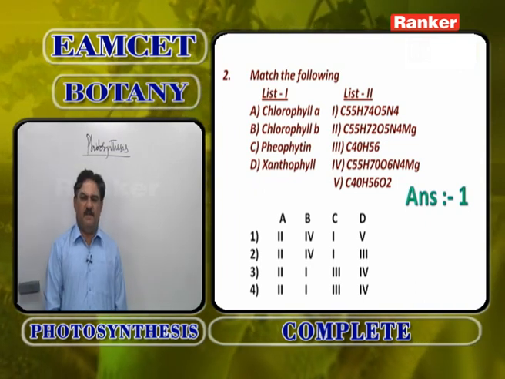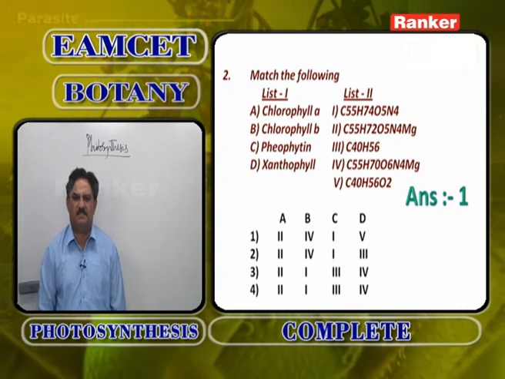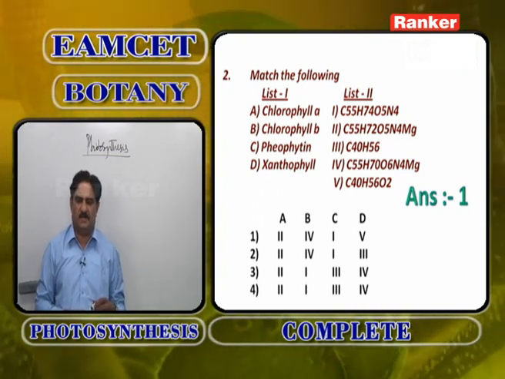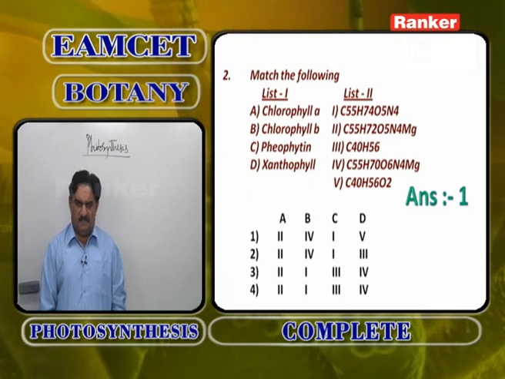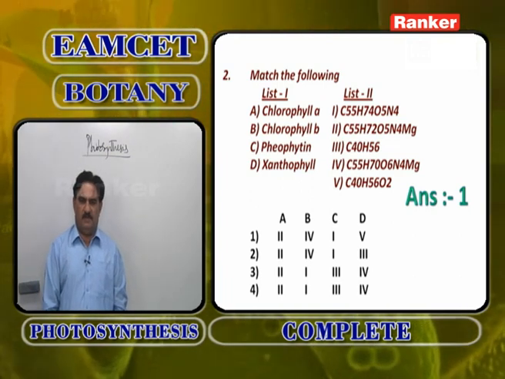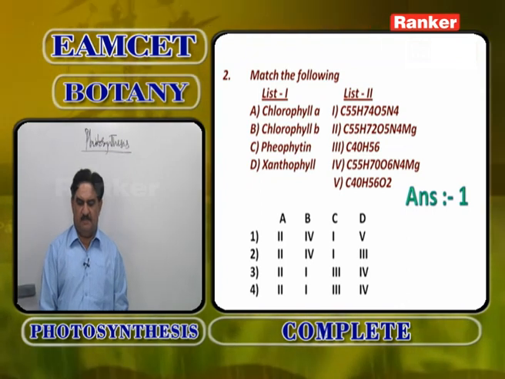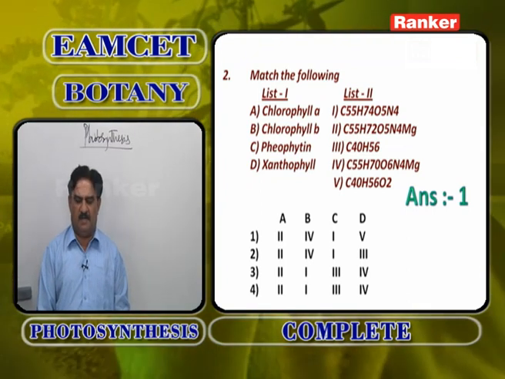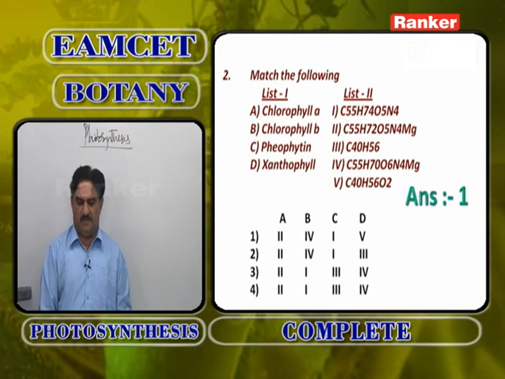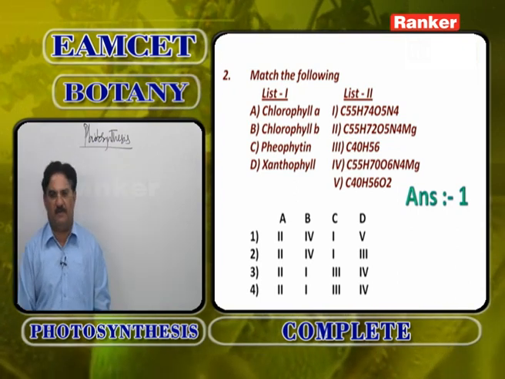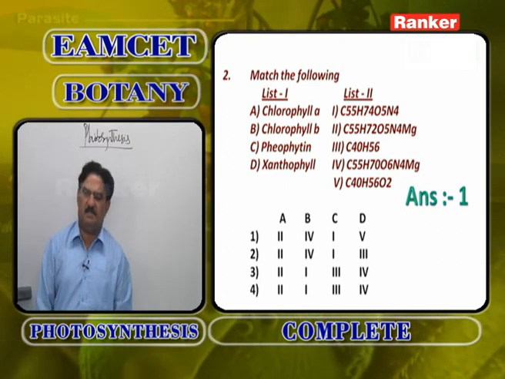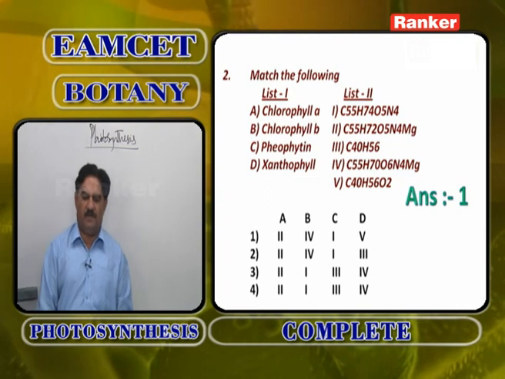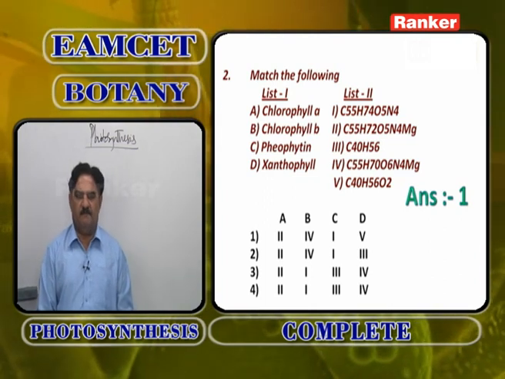Chlorophyll B is C55H70O6N4Mg. Phaeophytin is a photosynthetic pigment which takes excited electrons from PS2 in non-cyclic photophosphorylation. In the textbook, it is given as almost resembling chlorophyll, but the central magnesium is replaced by 2 hydrogen atoms. So its formula becomes C55H74O5N4. Mg is not there, and 2 hydrogen atoms are extra. So the answer will be 1.